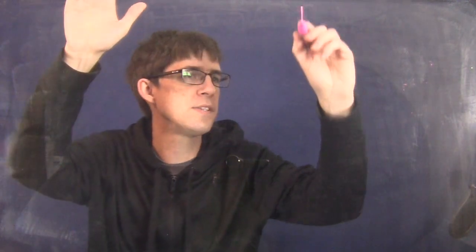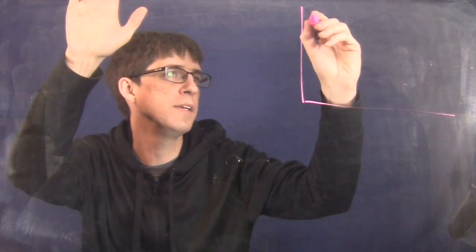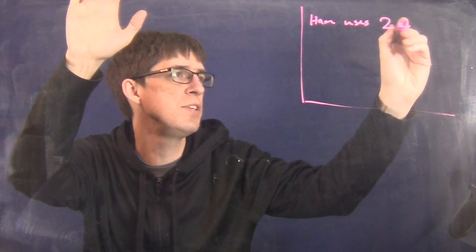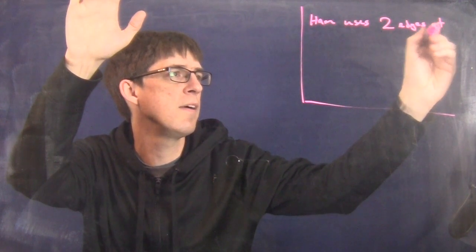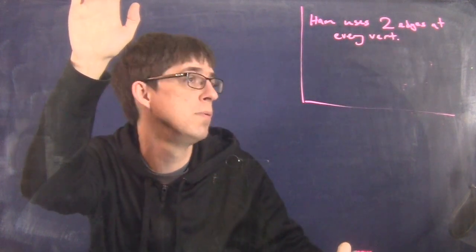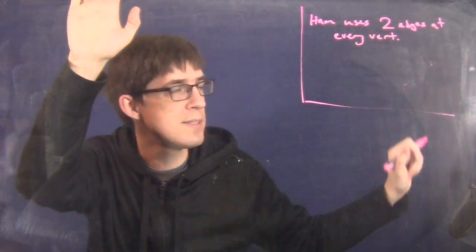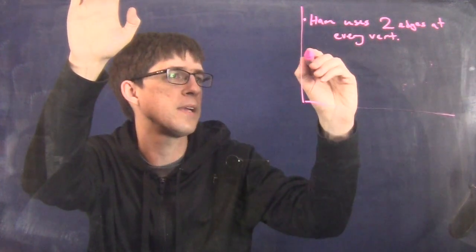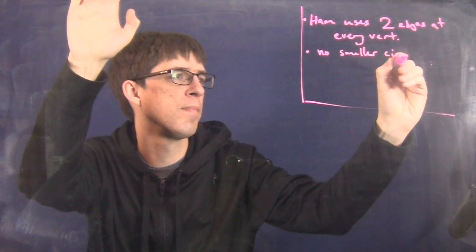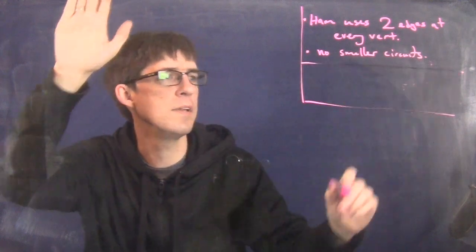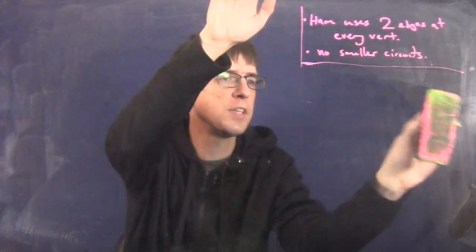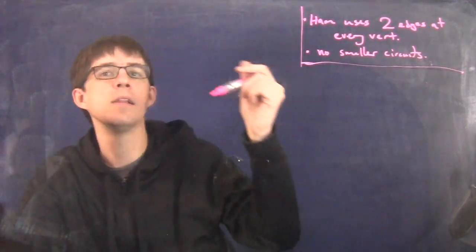So the 2 big facts that you should keep in mind is that the Hamilton circuit uses 2 edges at every vertex. Exactly 2. No more, no less. And that's the first fact. And the second fact is no smaller circuits. And you'll see how that second one is actually quite useful also. All right, let's do an example.